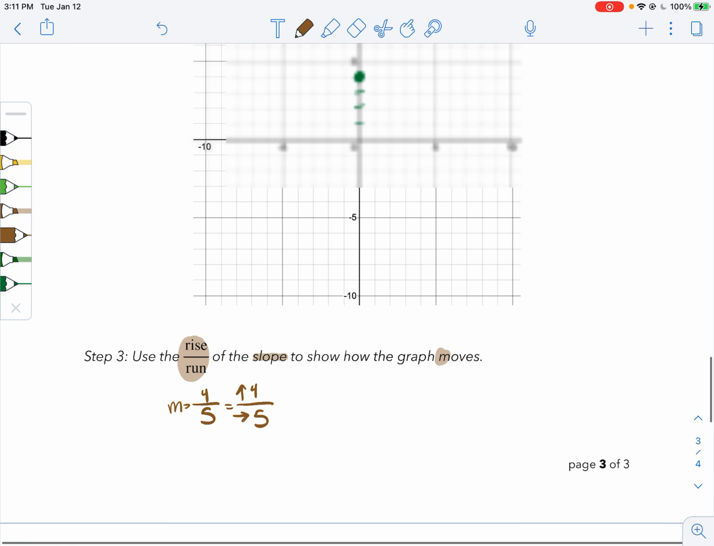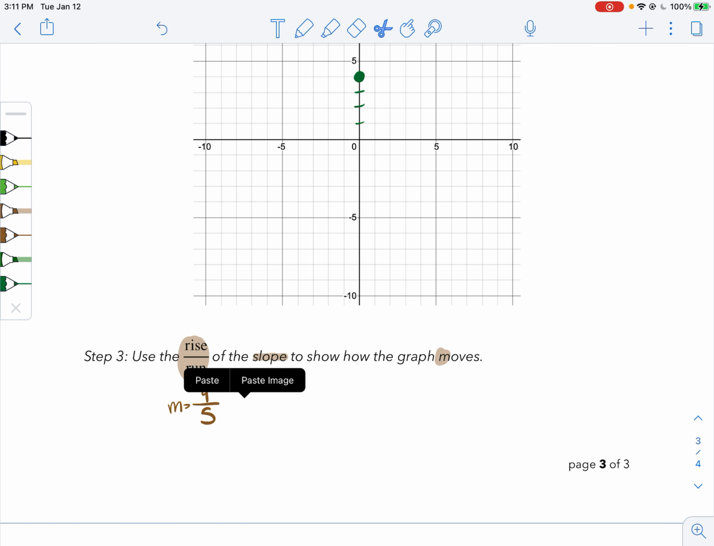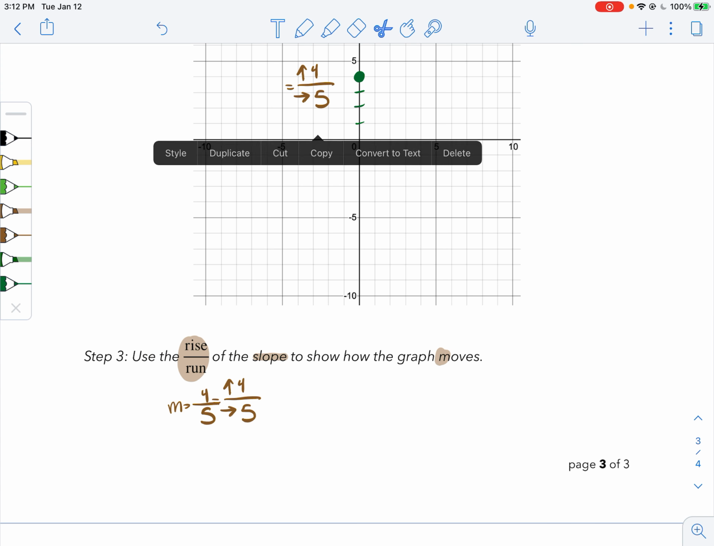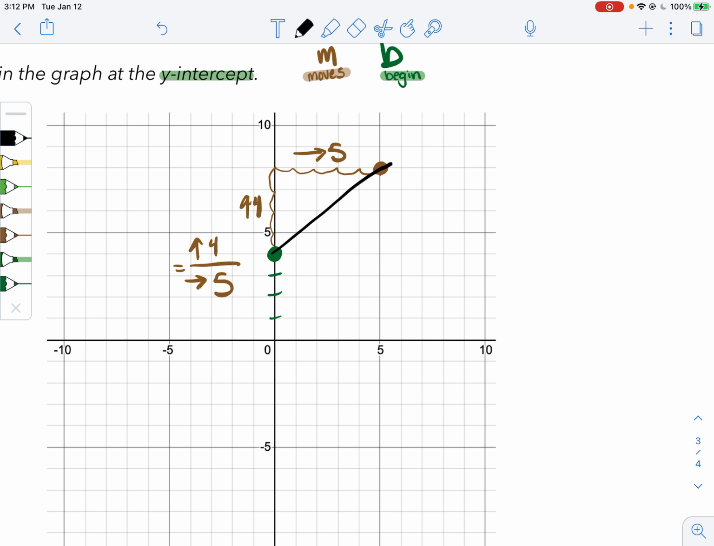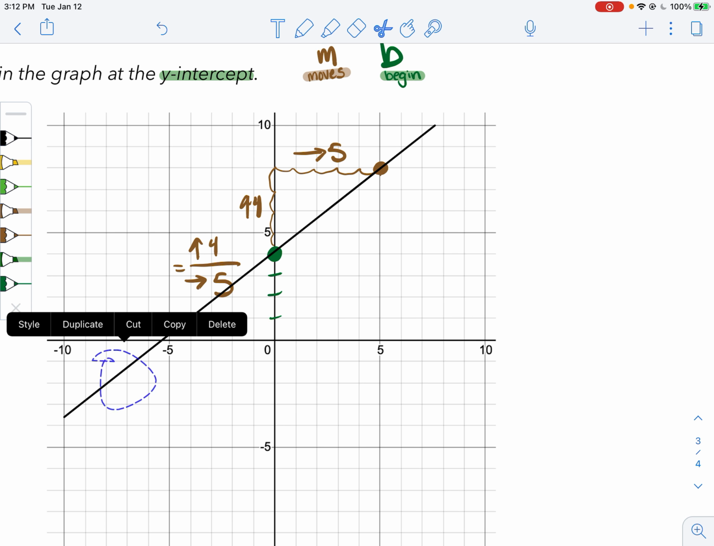So let's bring that same pattern up to our graph. Up 4 over 5. So I'm going to rise up 4. 1, 2, 3, up 4. And then I'm going to go over 5. 1, 2, 3, 4, 5. And that gives me my second point. We have up 4 over 5. And now that we have our 2 points, we can connect them. And again, it's not just between these 2 points, it literally goes on forever. So we can bring this whole line going down the length of the graph.